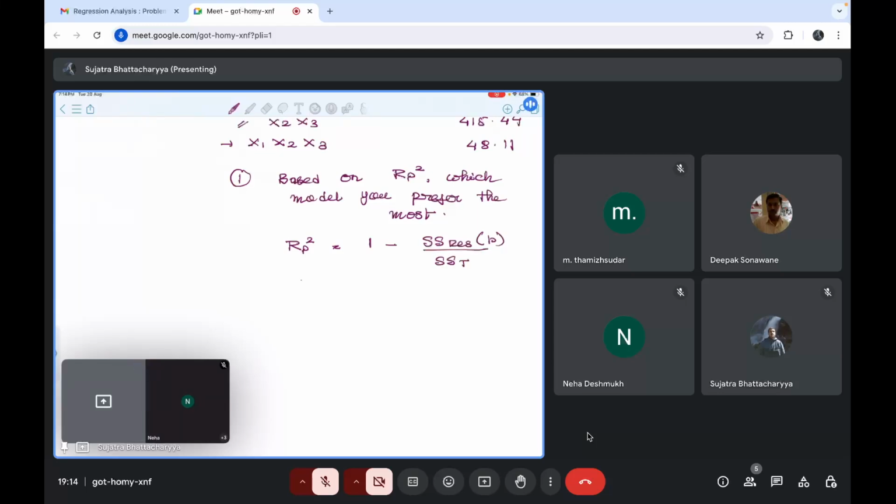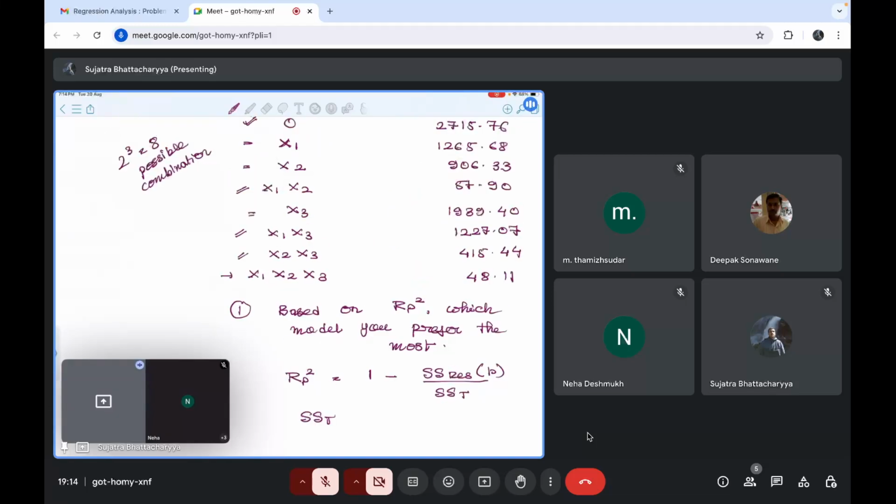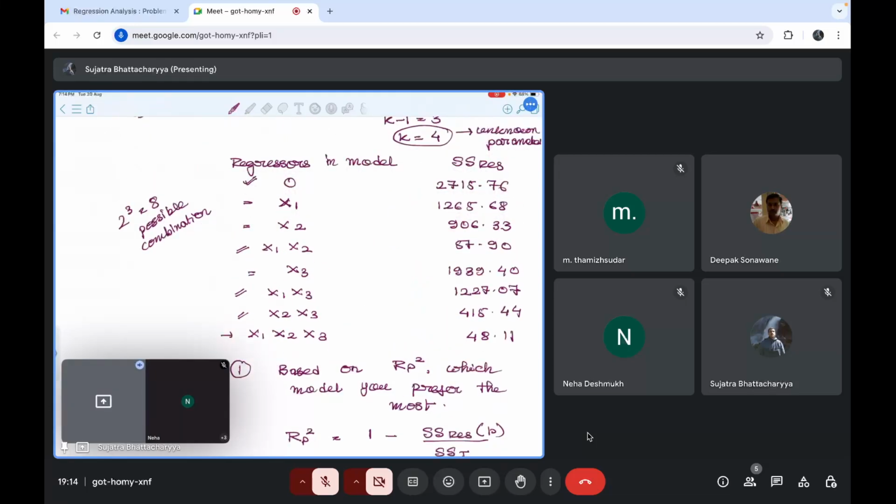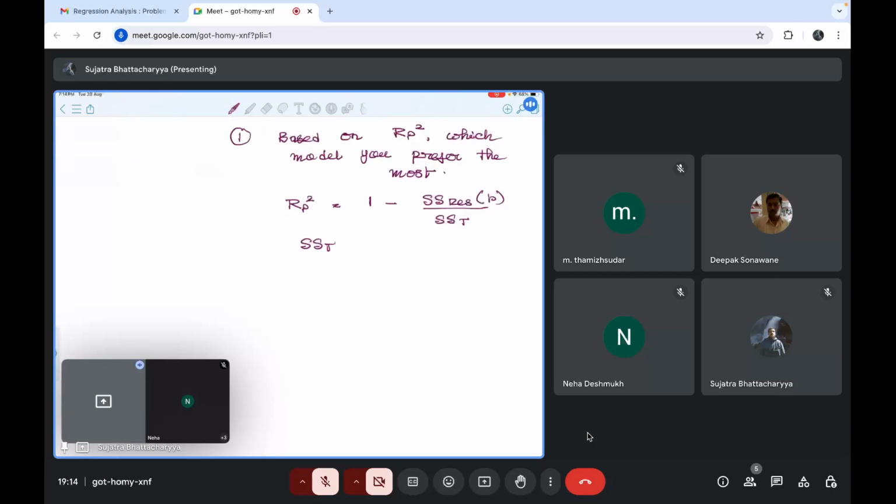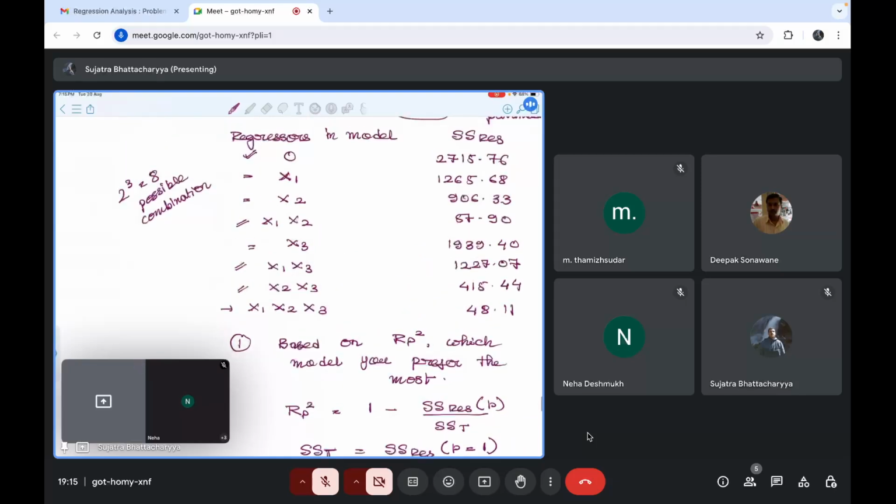Remember, what is SS total? How will we calculate SS total from this data? There is no y given. So you have to remember that SS total is actually SS residual for p equal to 1. p equal to 1 means no regression, no regressor, so SS regression is 0. So SS total is nothing but SS residual for p equal to 1. Here p minus 1 is the number of regressors.